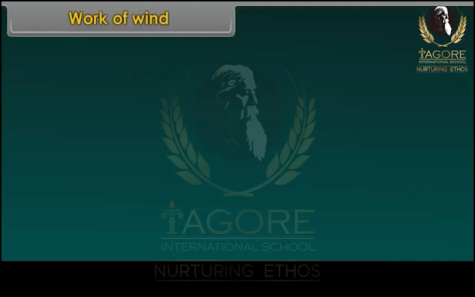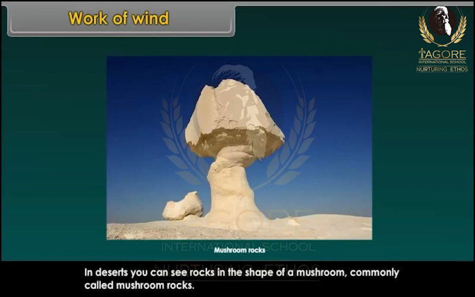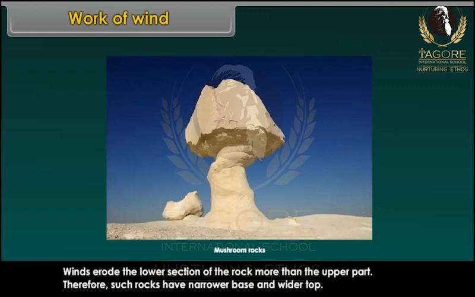Work of wind. An active agent of erosion and deposition in the deserts is wind. In deserts, you can see rocks in the shape of a mushroom, commonly called mushroom rocks. Winds erode the lower section of the rock more than the upper part. Therefore, such rocks have a narrower base and wider top.